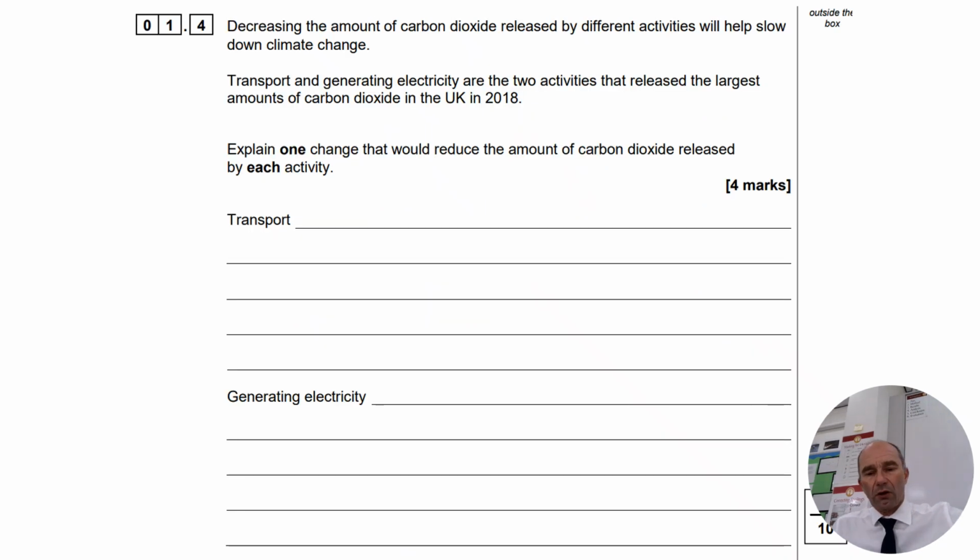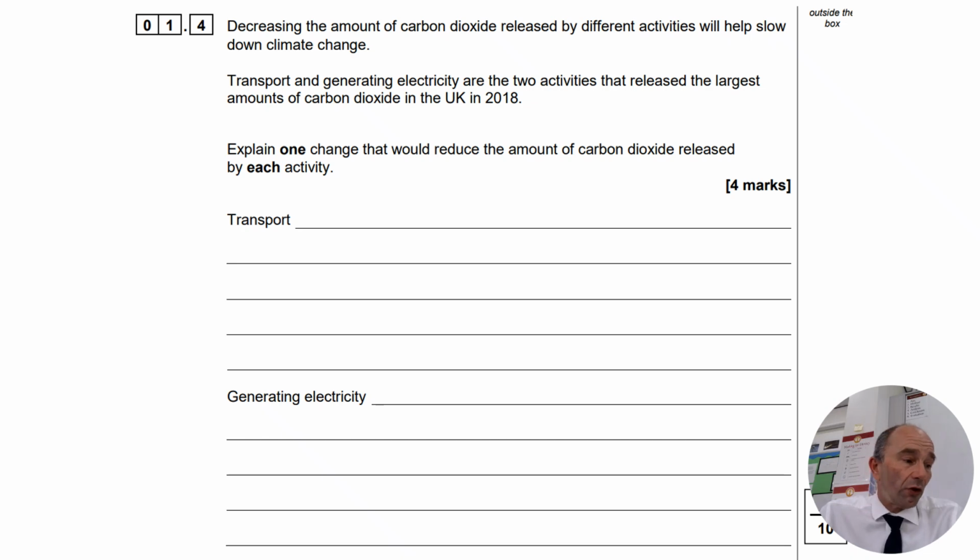Right, and then 1.4, decreasing the amount of carbon dioxide released by different activities will help slow down climate change. So transport and generating electricity are two of the activities that release large amounts of carbon dioxide in the UK in 2018. So here we're being asked to explain one change that would reduce the amount of carbon dioxide released by each activity. So there's 4 marks here. There's going to be 2 marks for transport, 2 marks for generating electricity.